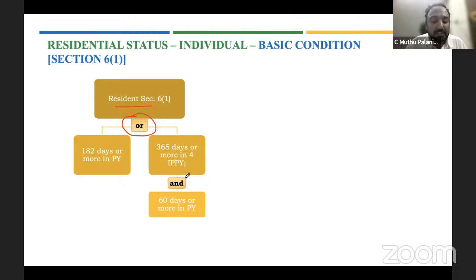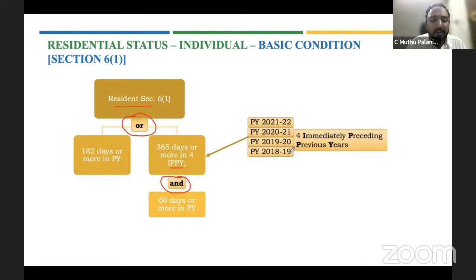Otherwise, the other condition is an AND condition, which means the second condition is split into first part and second part. What does the first part say? First part says 365 days or more in the 4 immediately preceding previous years. So when I say IPPY, it is called immediately preceding previous year. Typically, when you're talking about previous year 22-23, the 4 years will be from 18-19 to 21-22. That is from 1st April 2018 to 31st March 2022. You should at least be in India for 365 days. So if you're there, you have satisfied the first part of the second condition.